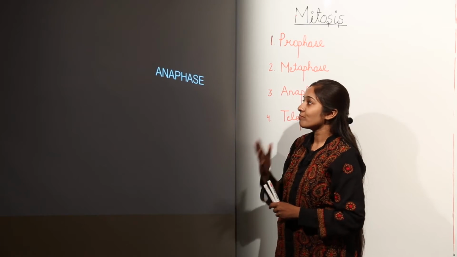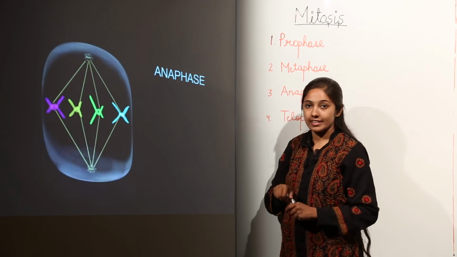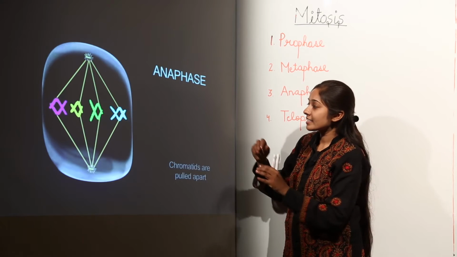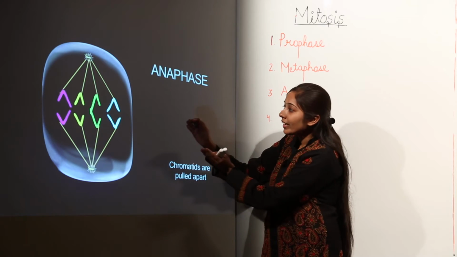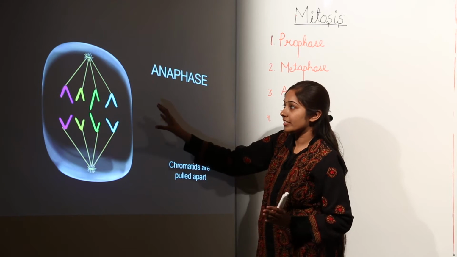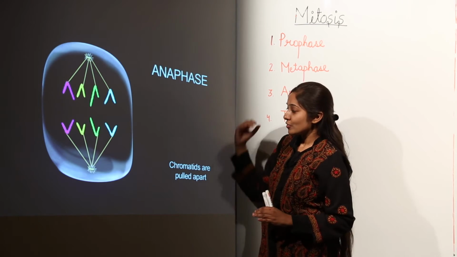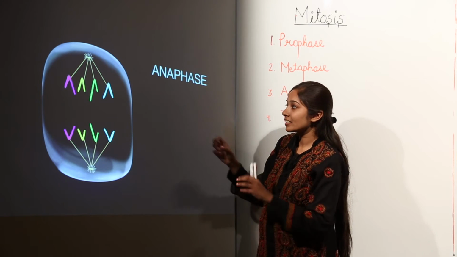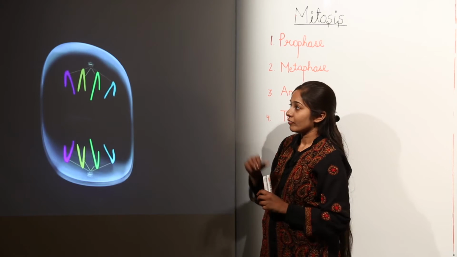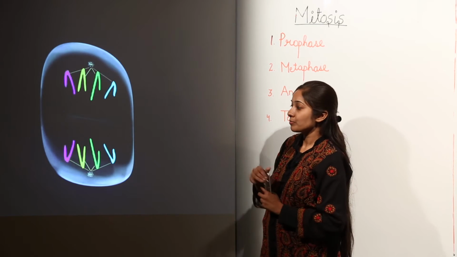The next stage of mitosis is the anaphase stage. In this, there is some contraction of the spindle fibers and it is pulling apart the chromatids towards the poles. So see, now the chromatids are pulled apart and they are moving towards the poles. From the equator, they have moved towards the poles.